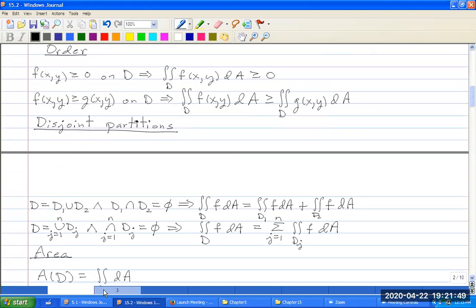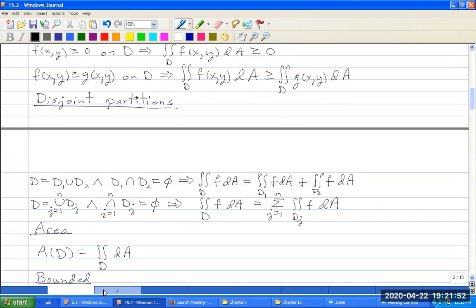Disjoint partitions. Again, this is the same as in the one variable case, where the integral from a to b is the same as the integral from a to c plus the integral from c to b. Let D equal D1 union D2, and let D1 intersect D2 be the empty set. Then the double integral of f over D is equal to the double integral of f over D1 plus the double integral of f over D2.